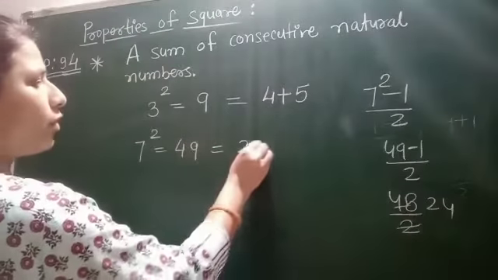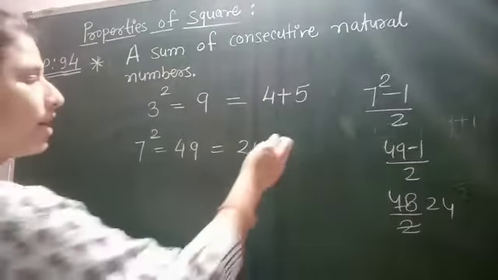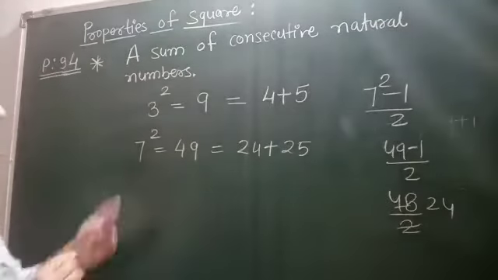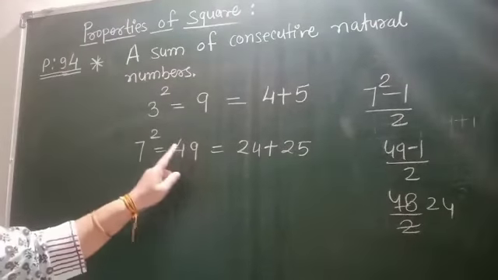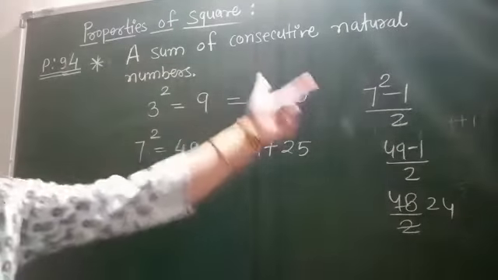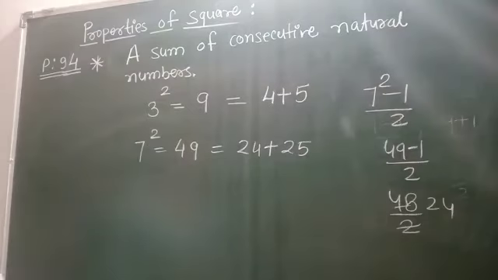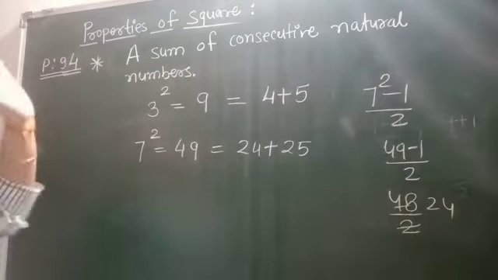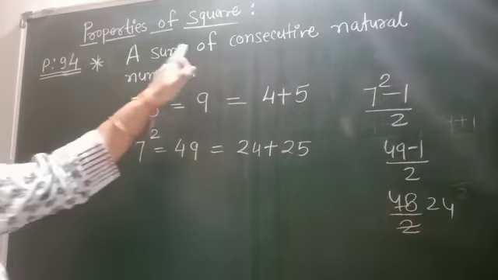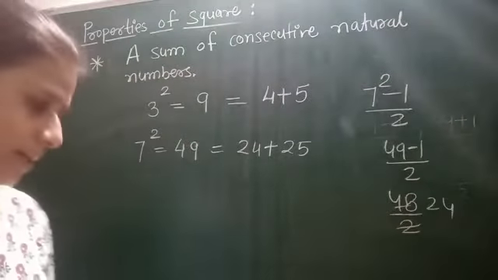So 24, and after 24 which number will come? 25. And when you add 24 and 25 you will get 49, and 49 can be written as 7 square. So student, with the help of this technique you can represent the square of any number as the sum of consecutive natural numbers.